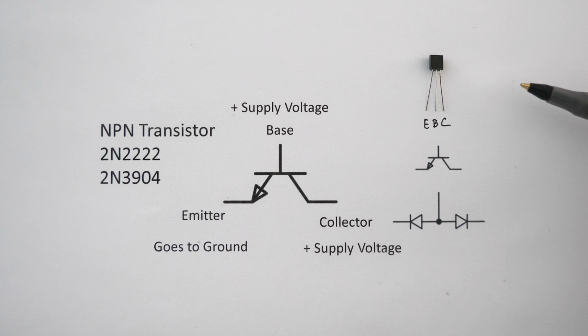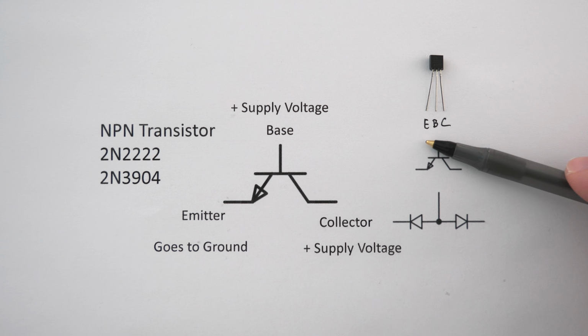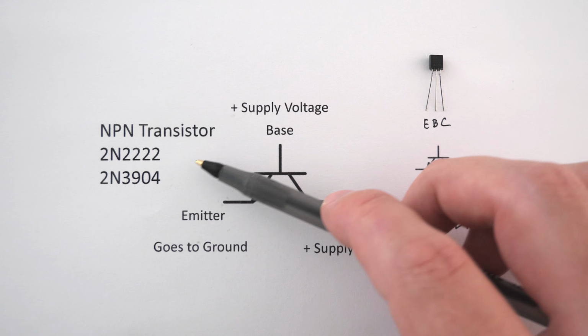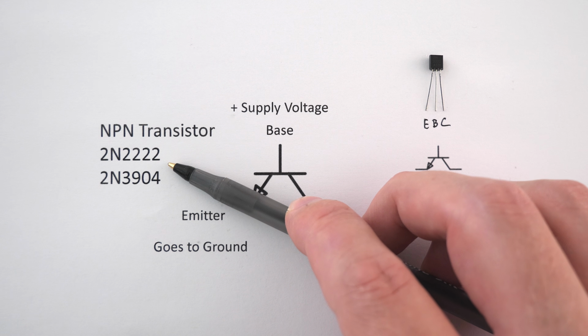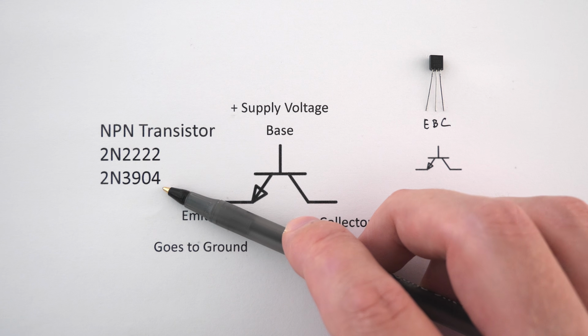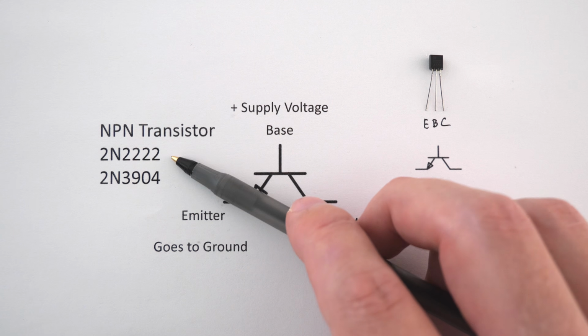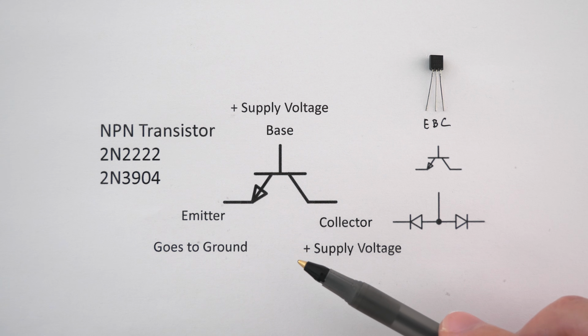All of these digital logic gates are based on using an individual transistor as a switch. This NPN transistor has 3 pins, which are the emitter, the base, and the collector. This NPN transistor has a model number of 2N2222, which is very similar to model number 2N3904, and either of these model numbers will work for all of the circuits we're building in this video.